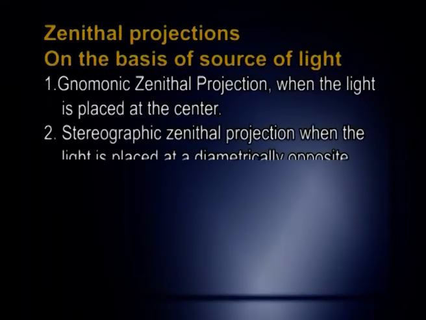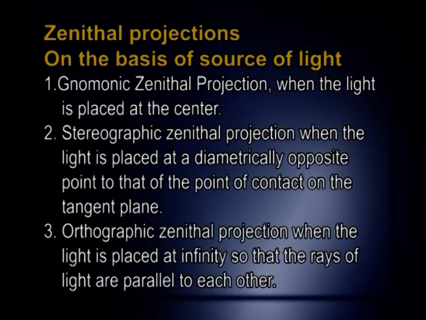On the basis of the source of light, the zenithal projections are classified into the following 3 types. Number 1, gnomonic zenithal projection, when the light is placed at the center. Number 2, stereographic zenithal projection, when the light is placed at a diametrically opposite point to that of the point of contact on the tangent plane. Number 3, orthographic zenithal projection, when the light is placed at infinity so that the rays of light are parallel to each other.